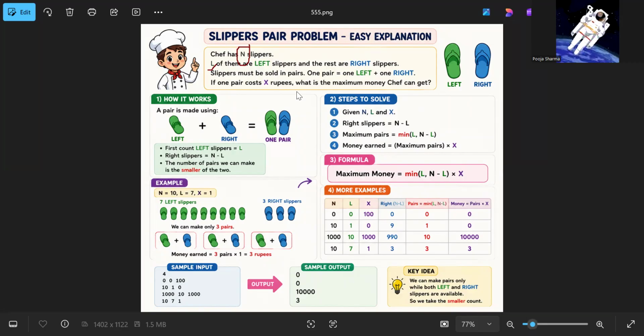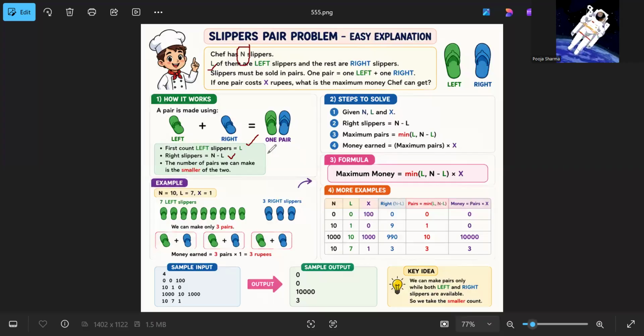And let's see how we solve this problem, how it works. So usually in the problem, we know that there are L slippers for the left side, and for the right side, total minus L, right? N minus L. Now, how many pairs we can make? So we have to make the smallest pair. Which one is smallest among both of them? We will pair that. If the right one is smaller, we will go with the right one. If the left one is smaller, we will go with the left one.